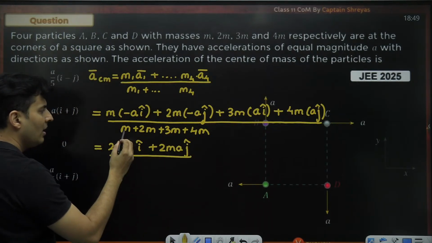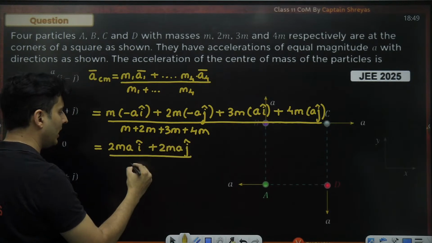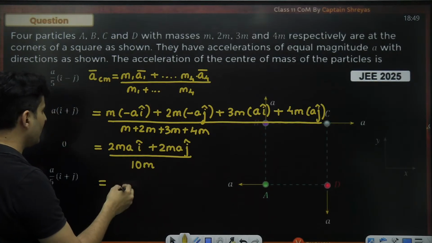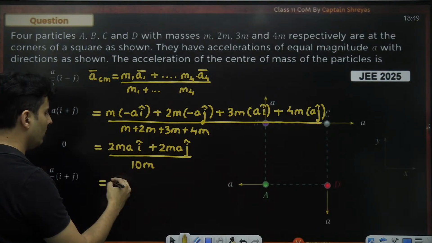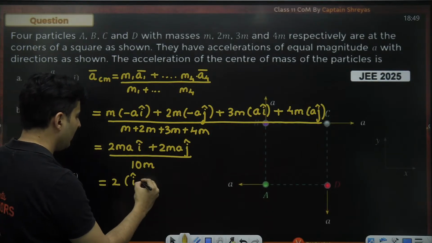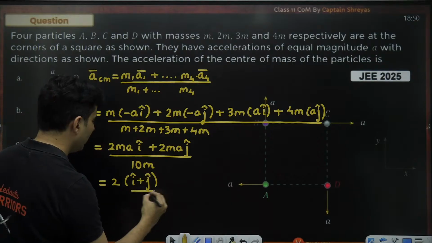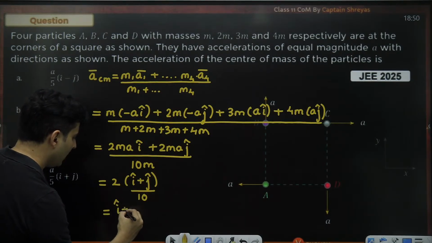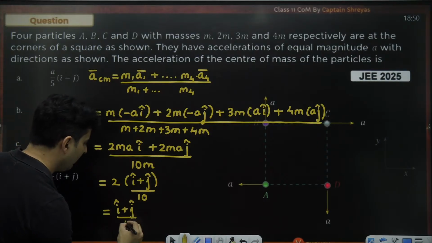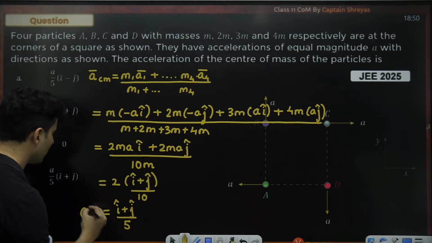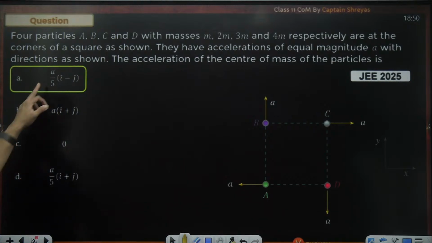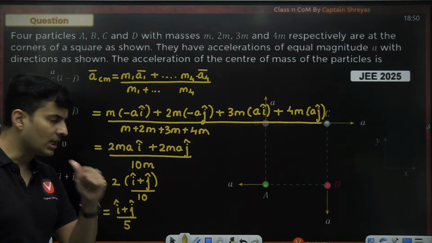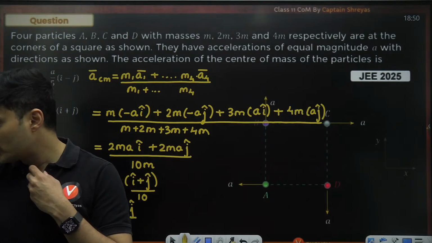This whole thing divided by 1 plus 2 is 3, 3 plus 3 is 6, 6 plus 4 is 10. So you will have 10m over here. m and m will cancel and you can see that we can take out 2 common outside and we are left with i cap plus j cap, the whole thing divided by 10. Now 2 divided by 10, that's 1 by 5. So it will be i cap plus j cap, the whole thing divided by 5. That is the acceleration of the center of mass. Okay, not minus, this will be plus. Yes, a by 5 into i cap plus j cap. Is that absolutely clear? Yes, option number D.